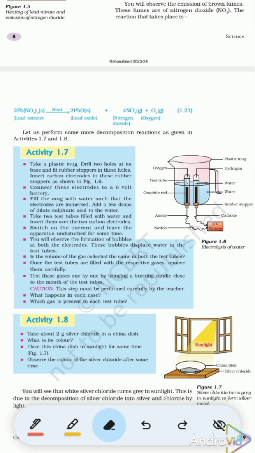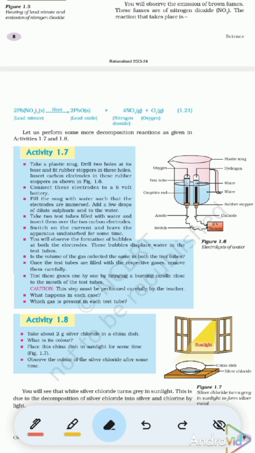After that we add a few drops of dilute sulfuric acid to the water, and now we have to take 2 test tubes filled with water and invert them over the 2 carbon electrodes. After that we have to switch on the current and leave the apparatus undisturbed for some time. After some time you can observe that there is some formation of bubbles at both the electrodes. These bubbles displace the water in the test tubes.